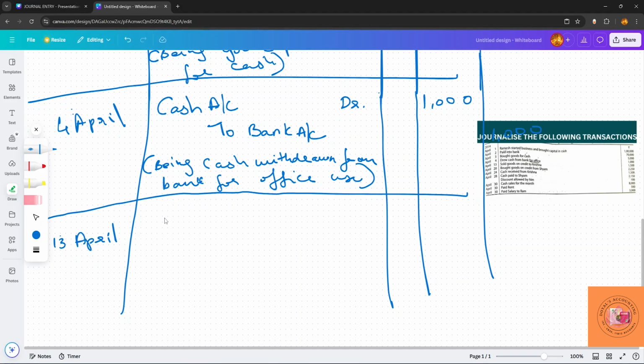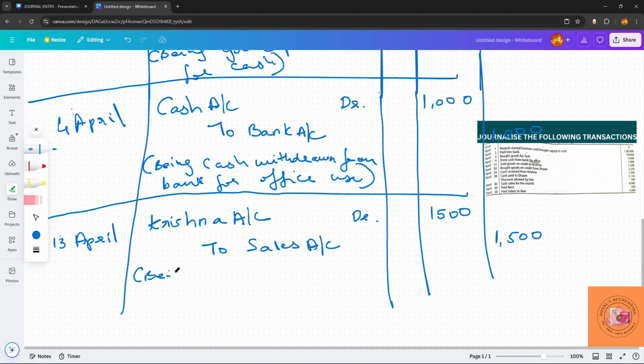So sales is a nominal account and in nature revenue, so it will be credited. And Krishna is a personal account and he is receiving goods. So we debit the receiver. Krishna account debit 1500 to sales account 1500. Being goods sold on credit to Krishna.